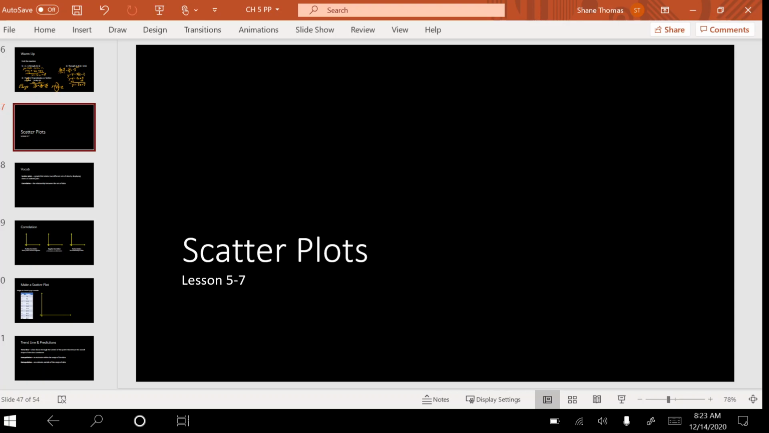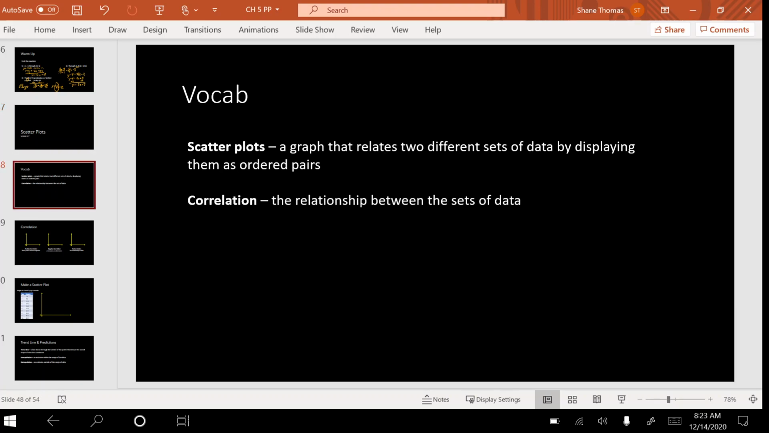Probably plots that are scattered, like points. Okay, scatter plot is a graph that relates 2 different sets of data by displaying them as ordered pairs. Okay? And then we have something called a correlation. Correlation is a relationship between the sets of data.